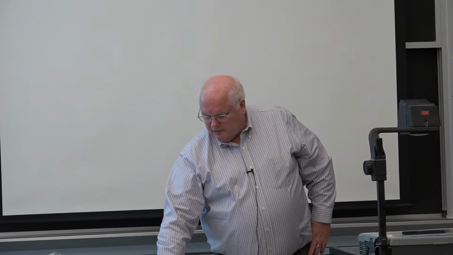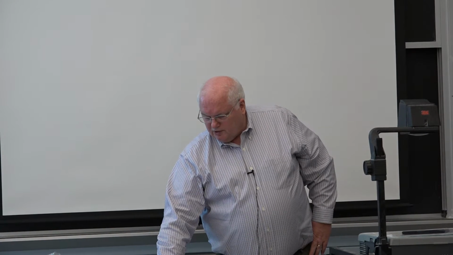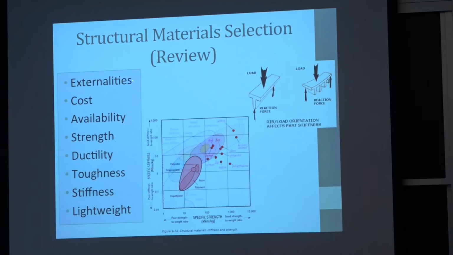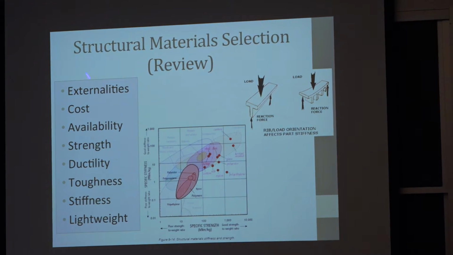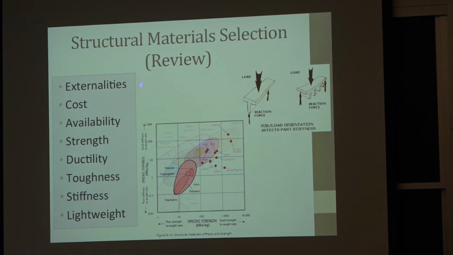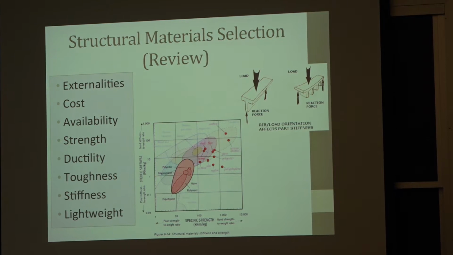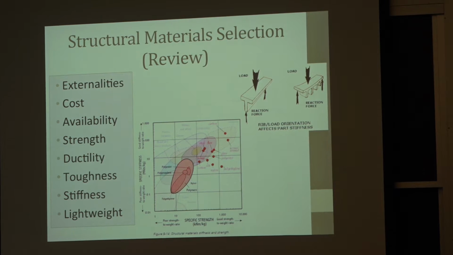Okay, so we're now starting to talk about strength of materials, and I gave a little review yesterday, and I'll repeat it here. We talked about externalities and the other most important factors in determining what material you're going to select for something, okay? And so that's just a review of yesterday.